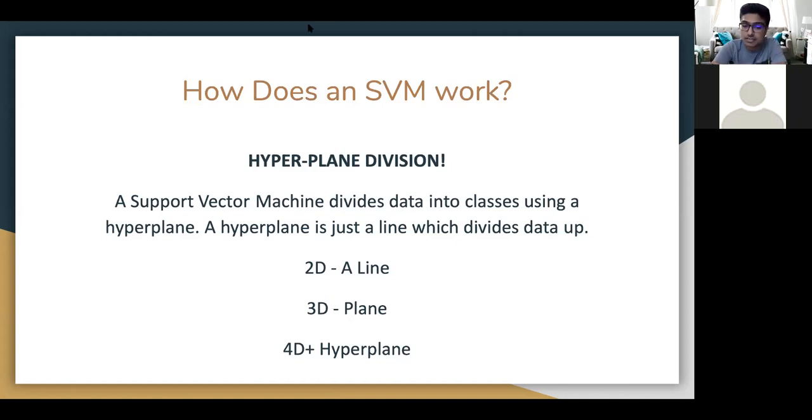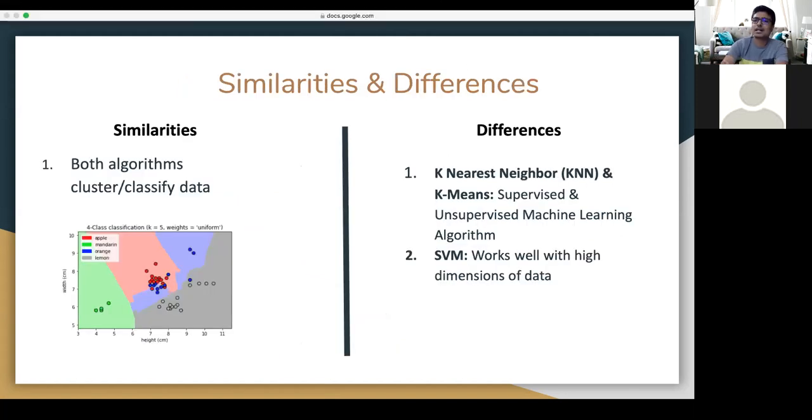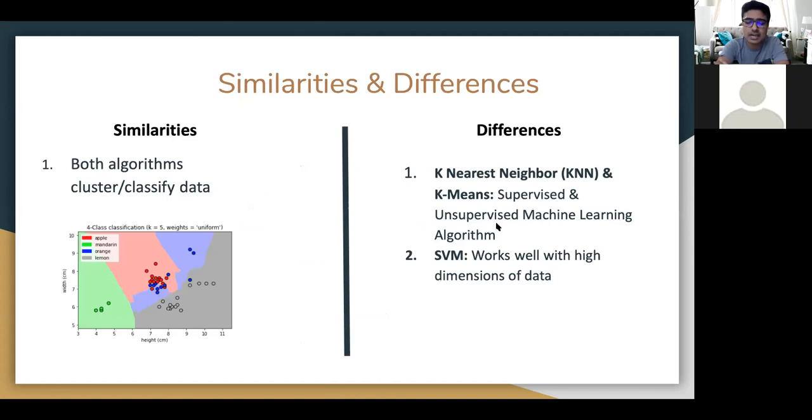And this is a bit different than our other algorithms which we have learned about. And speaking of those other algorithms, how about we talk about the similarities and the differences between the other classification algorithms like the KNN and the K-means? How about we start off with the similarities? For one thing, all three of these algorithms are trying to cluster and classify data. At the end of the day, regardless of how they get the job done, the goal is the same. They're going to classify data into separate pieces, into separate classes.